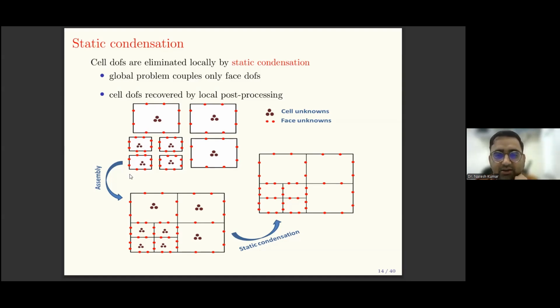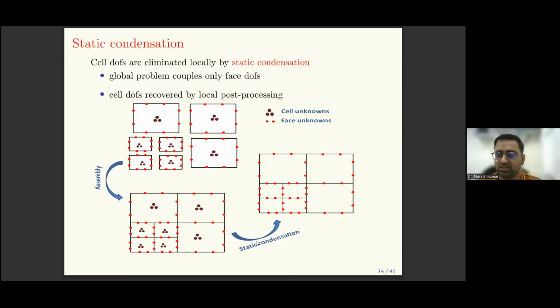And then, when you first work on the local level and assemble all the elements like this, we call it the assembly process in the finite element method. And then after that you apply the static condensation. Static condensation means we remove the interior degrees of freedom, and we work only on the face or edge degrees of freedom. So here you can see that we only have the red dots.